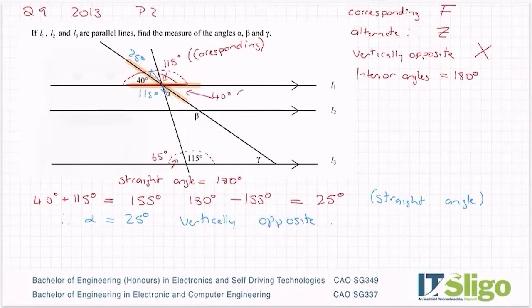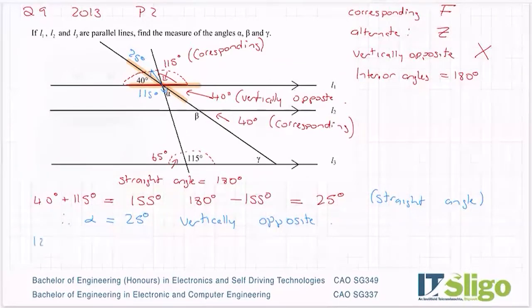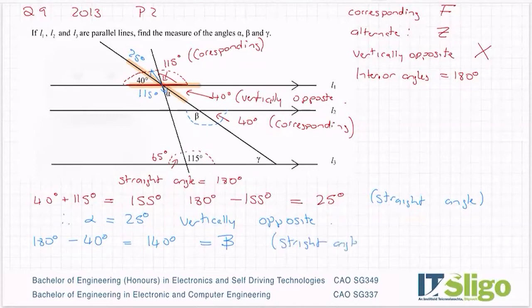So that's 40 degrees and it's vertically opposite. Okay, so this one is also 40 degrees because it's corresponding. So therefore 180 degrees minus 40 degrees is equal to 140 degrees, which is equal to beta. Okay, why? Straight angle plus a corresponding angle.